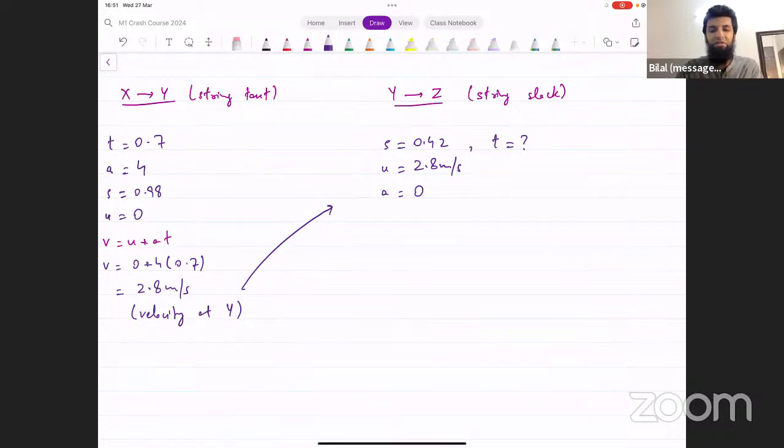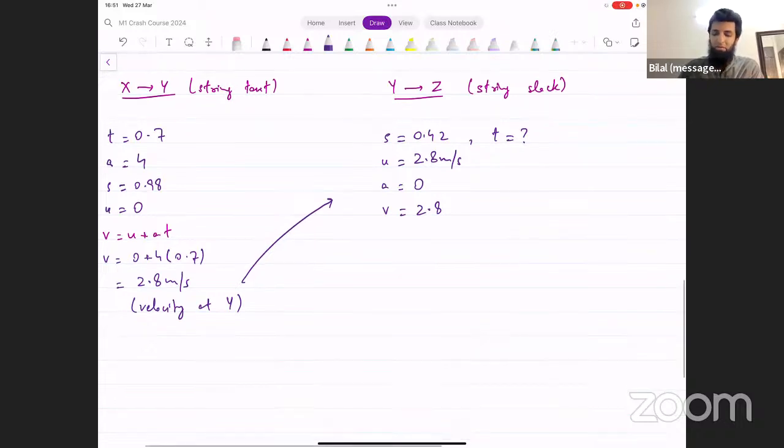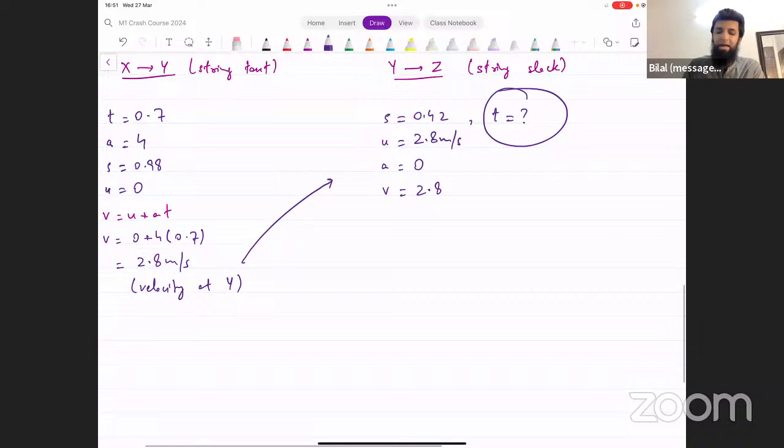And if acceleration is zero, what that means is whatever the velocity was initially, the particle is just going to keep moving at that same velocity. So v should also be 2.8. Its velocity is not going to change at all. Okay. And what do you need to find out now? Time taken. You can use v equals u plus at.